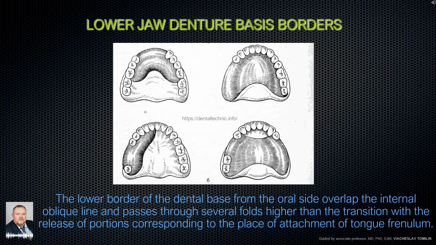The lower border of the denture base from the oral side overlaps the internal oblique line and passes several folds higher than the transition, with the release of portions corresponding to the place of attachment of the tongue frenulum.